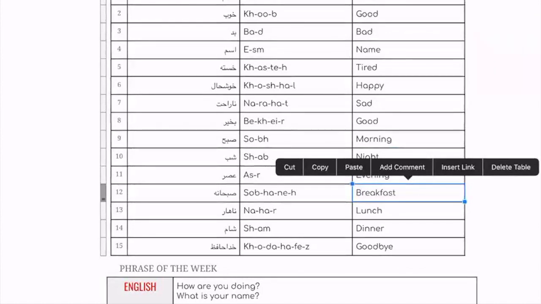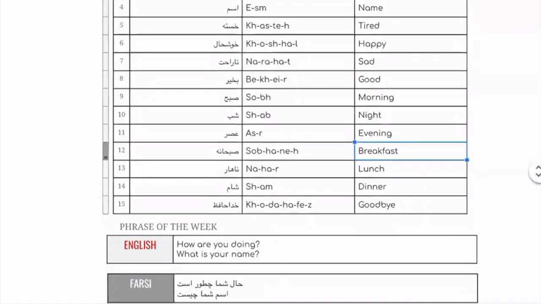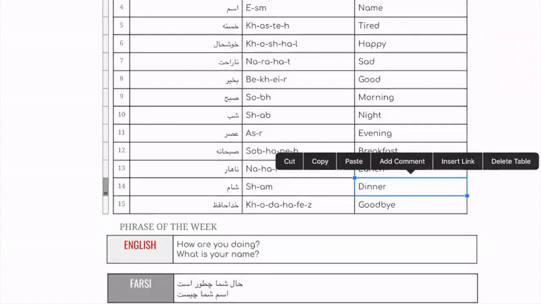Also, we put these two together for you guys after I give you the morning, night, and evening. Number 9, sob, morning. 10, shab, night. 11, asr, evening. Now, putting number 8 alongside number 9, which would be good morning.